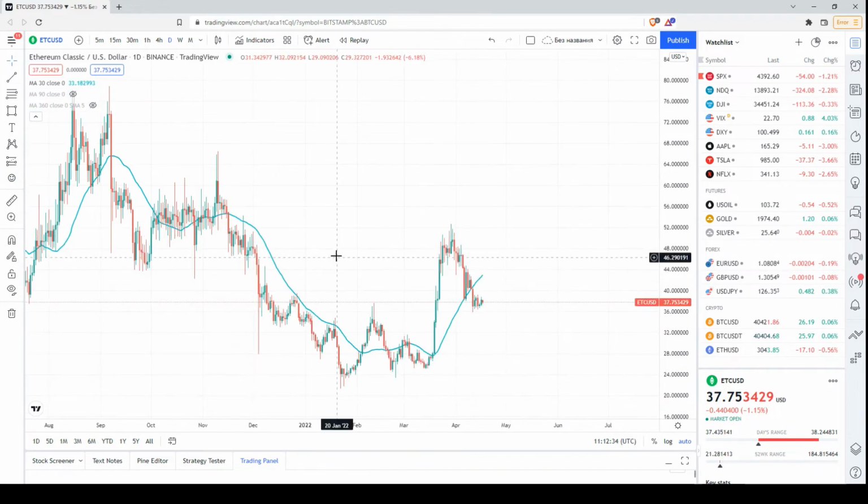This is the 30-day moving average. Since the middle of November, the price has been mainly below the 30-day moving average. Of course, here in February, for a couple of weeks, the price was above the 30-day moving average.